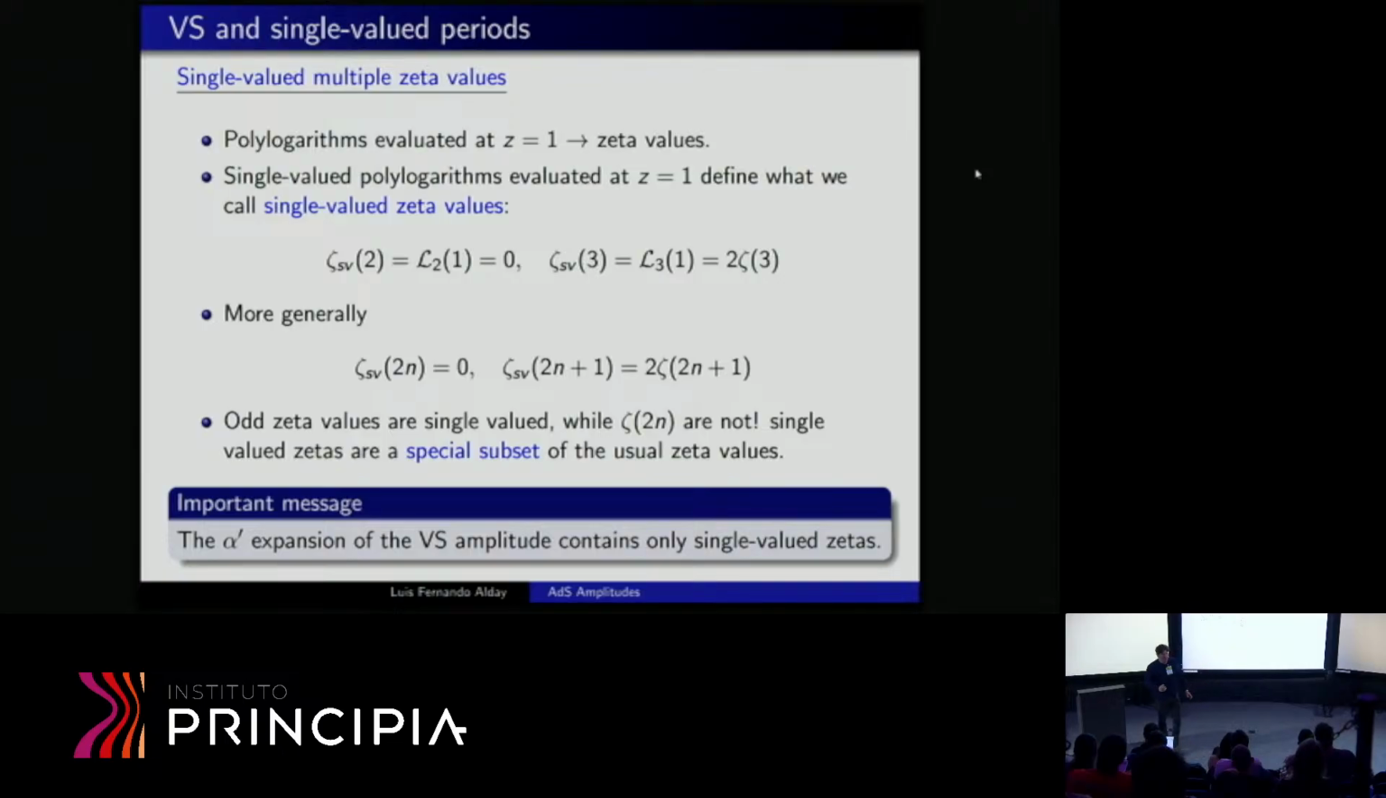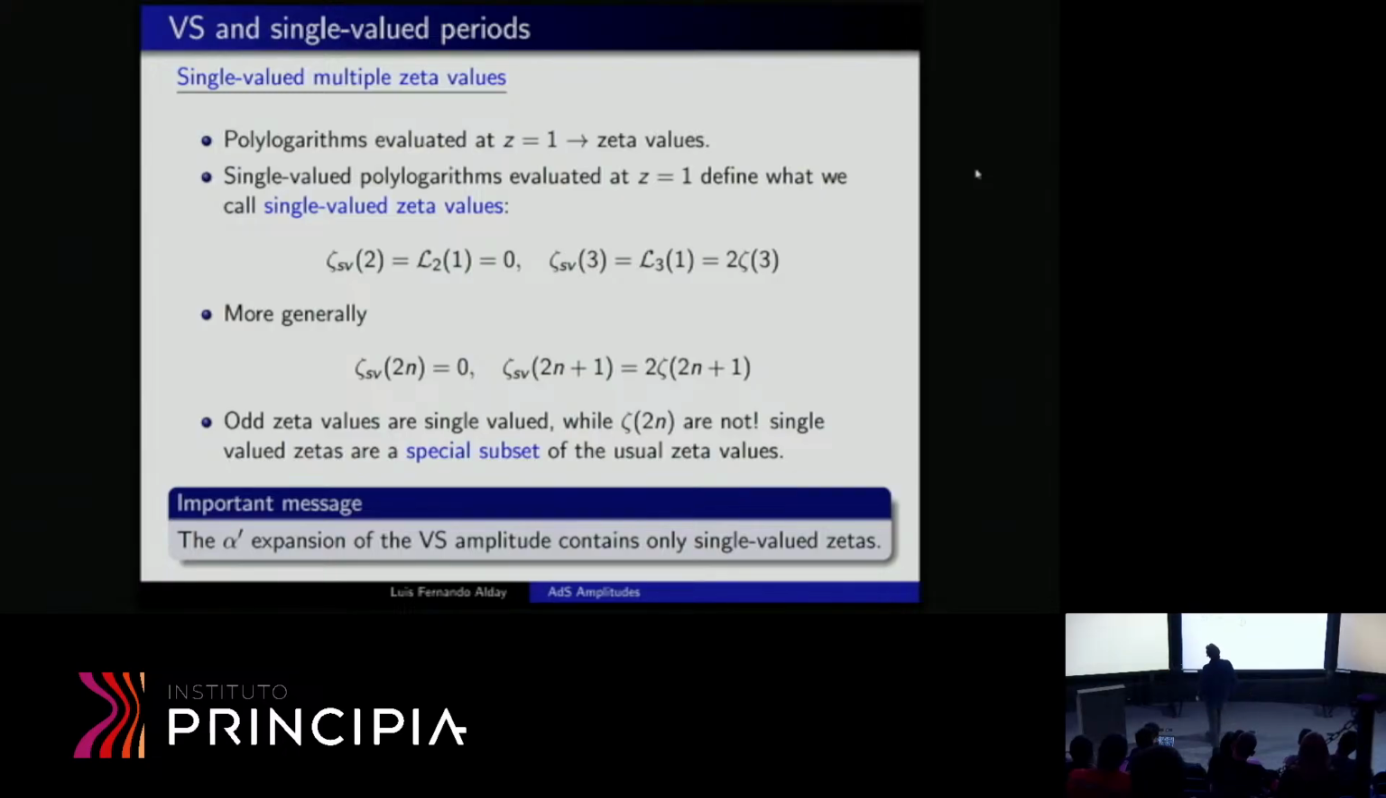I'm sorry about the name. I think it's not easy to get used to, but I didn't invent it. So, for instance, if you try to evaluate the single-valued version of Li2 at 1, you just get 0. If you do this for zeta 3, you get 2 times zeta 3. More generally, we see that the even zeta values are not single-valued, because if you do this procedure you get 0, but the odd ones are. So odd zeta values are single-valued, while the even ones are not.